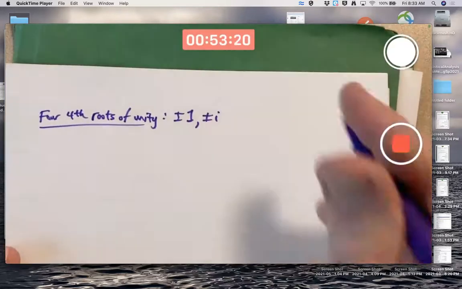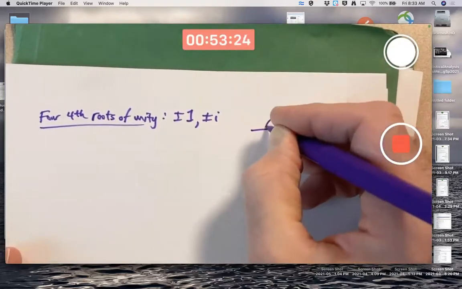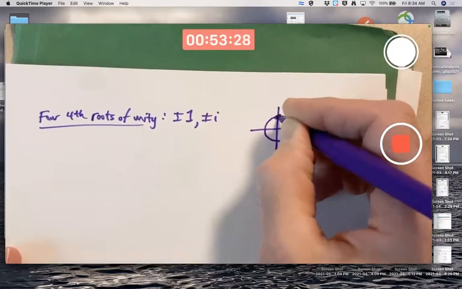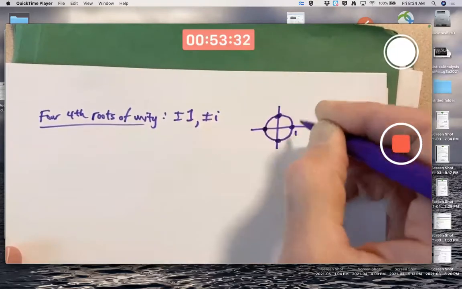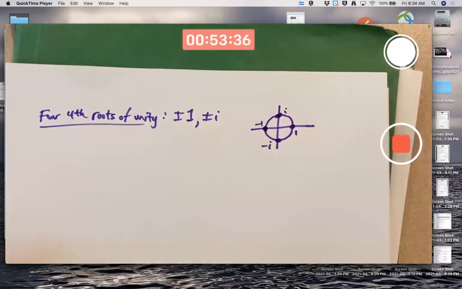And if you draw those 4 numbers in the complex plane, they are once again on the unit circle. And they're equal angles apart from each other. They're 90 degrees apart. 1, i, -1, and -i.